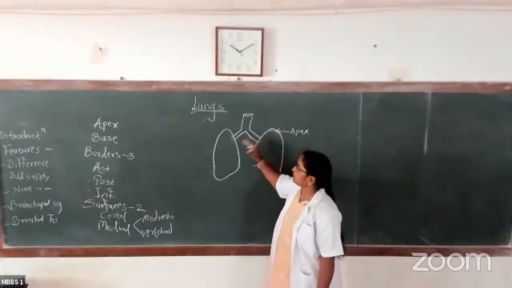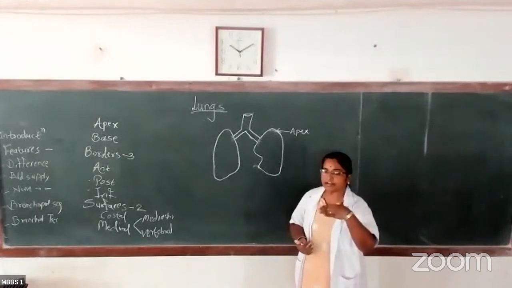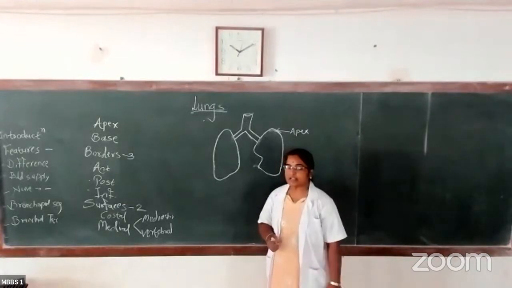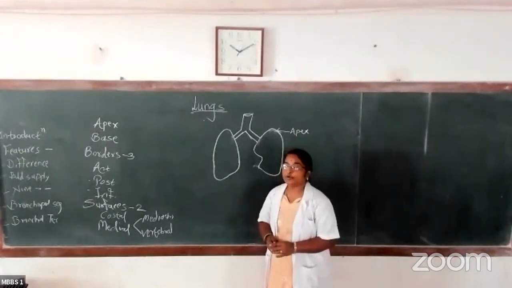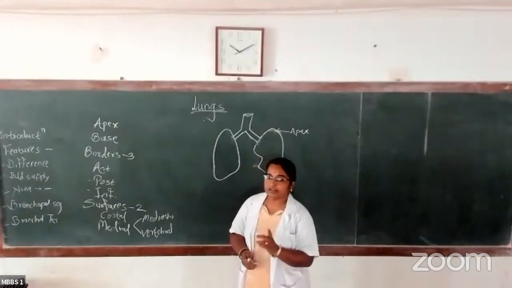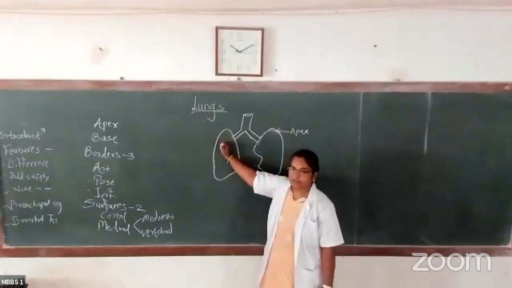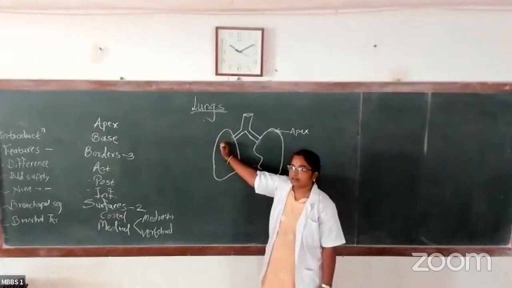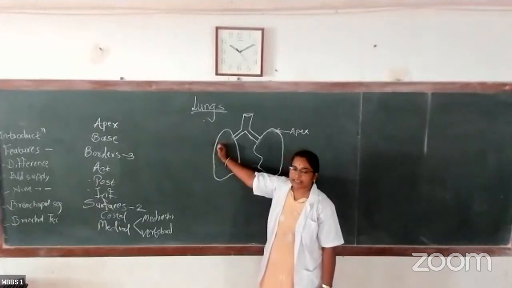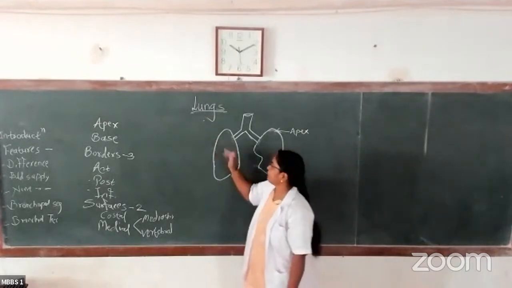Now this apex is that part of the lung which is present above the first rib and first costal cartilage. That is 3 to 4 centimeters above the first costal cartilage or 2.5 centimeters above the medial 1/3 of the clavicle. So this lung is present in the root of neck, 3 to 4 centimeters above the first costal cartilage or 2.5 centimeters above the medial end or medial 1/3 of the clavicle.